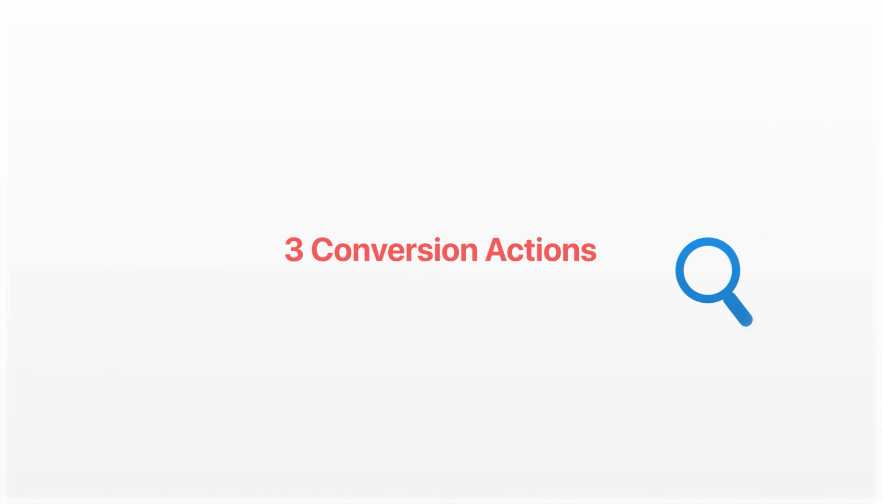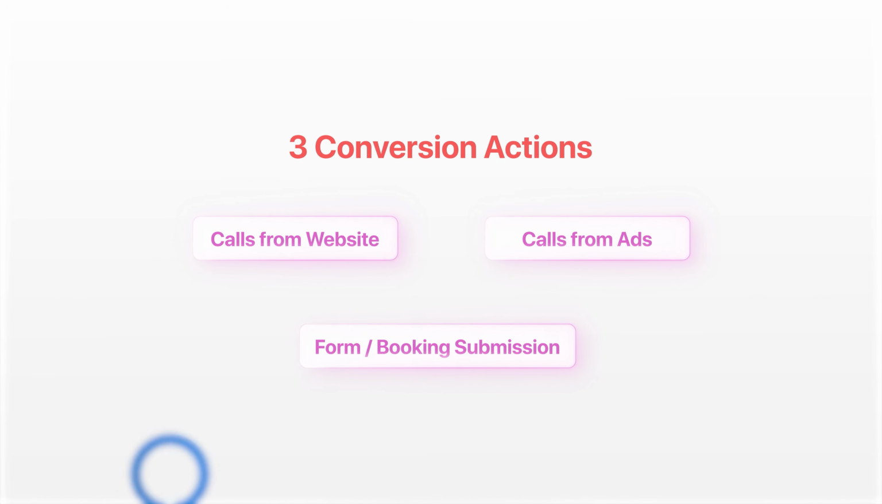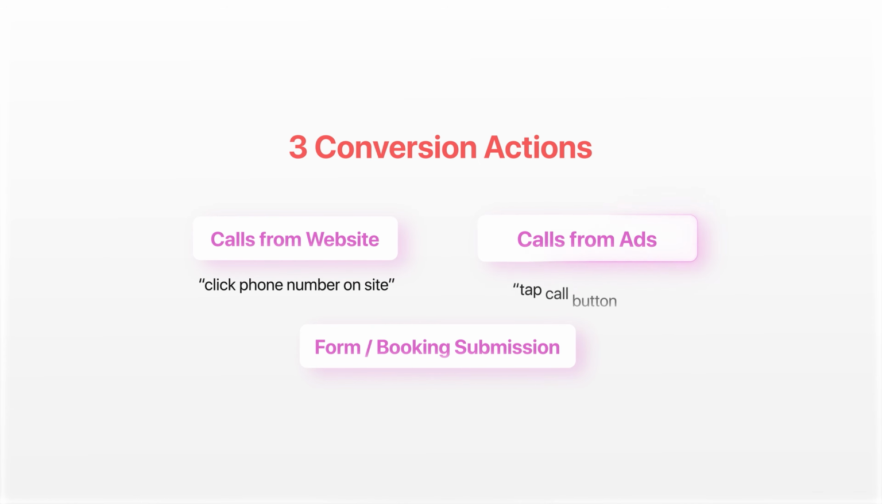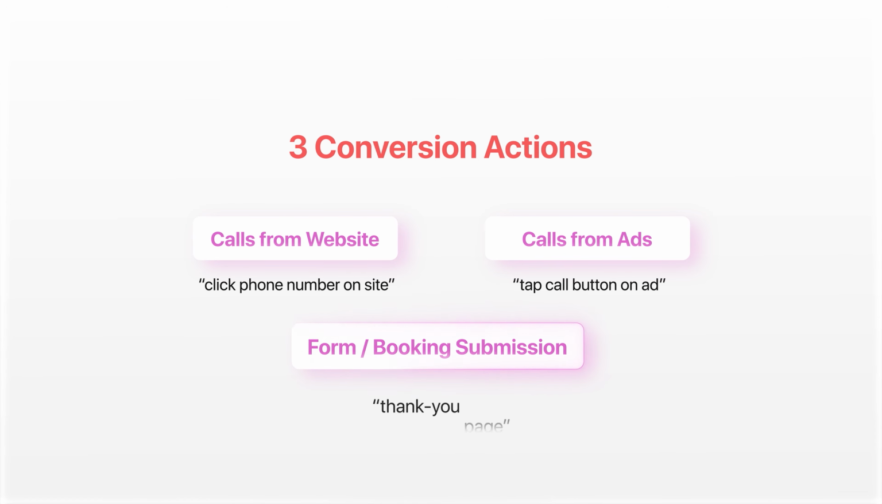Now we're going to create 3 conversion actions so Google can track the main ways that someone becomes a lead. The first one we'll create is calls from your website. This is when someone clicks your phone number on your site. The second one we'll create is calls from your ads. This is when someone taps the call button directly on the ad. And the third one we'll create is a website form or booking submission. This is when someone submits your form and reaches a thank you page.